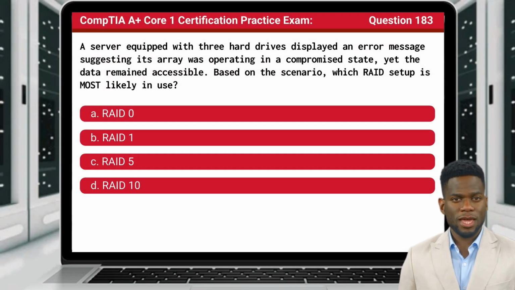Question 183. A server equipped with 3 hard drives displayed an error message suggesting its array was operating in a compromised state, yet the data remained accessible. Based on the scenario, which RAID setup is most likely in use?